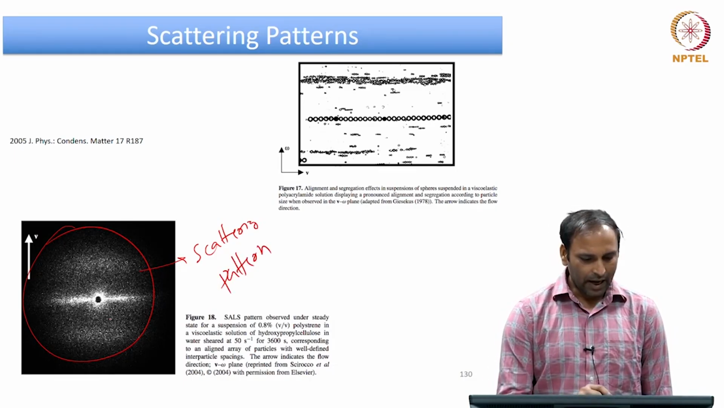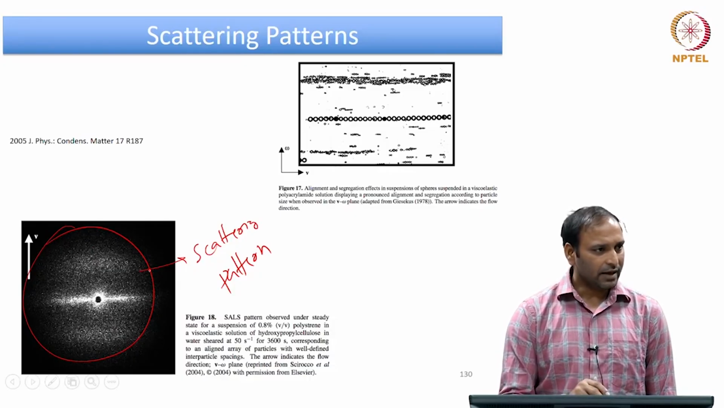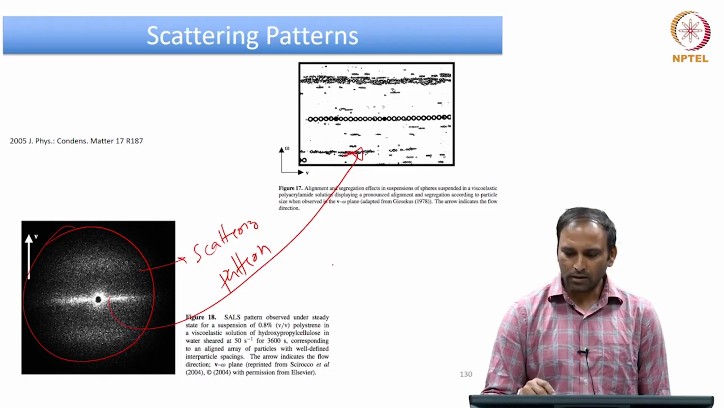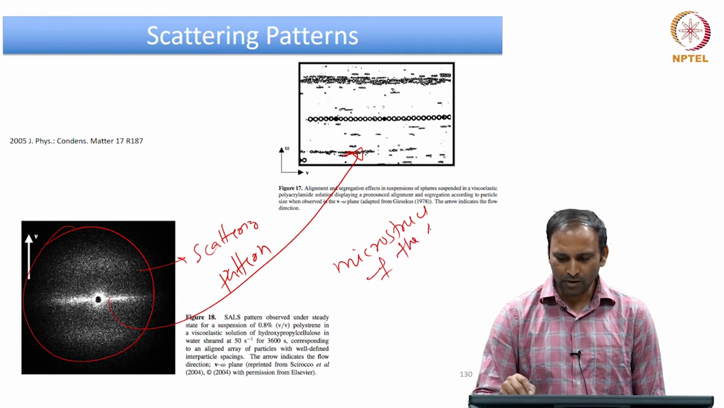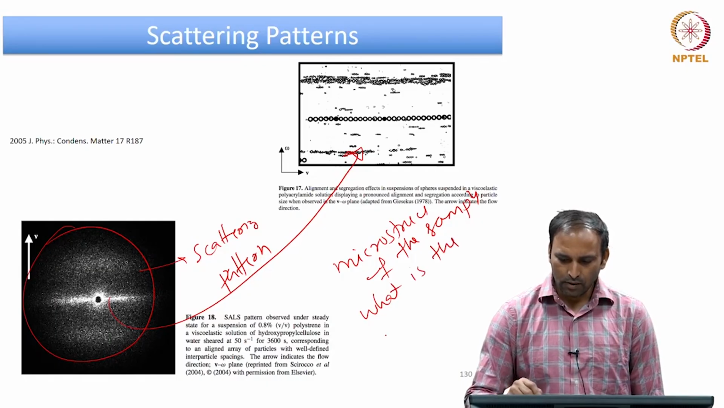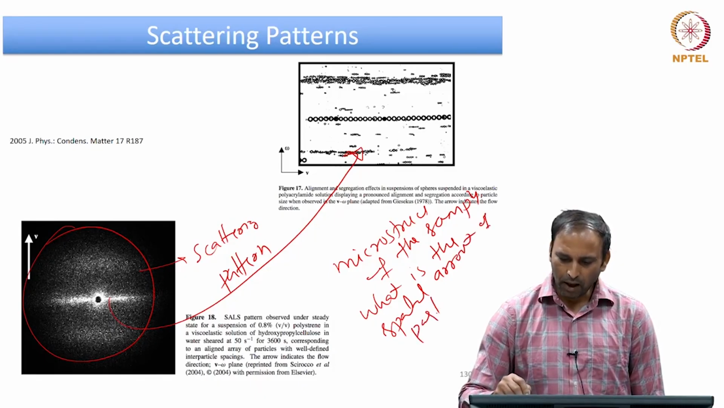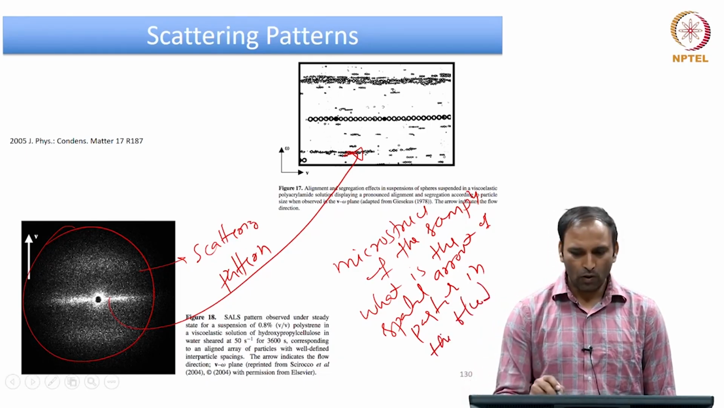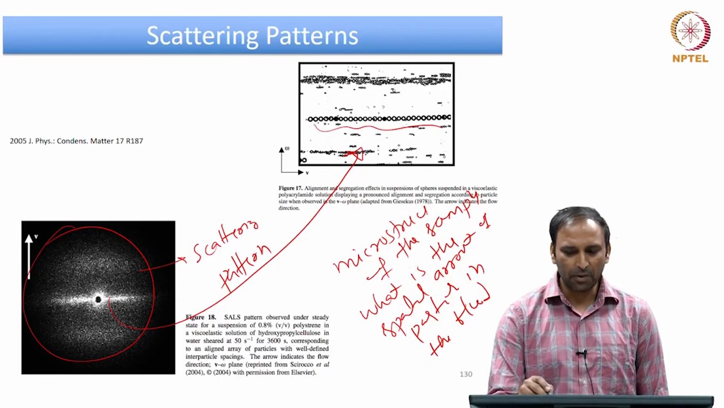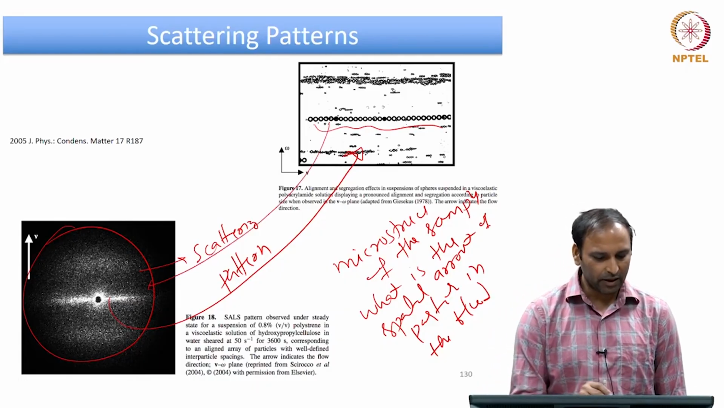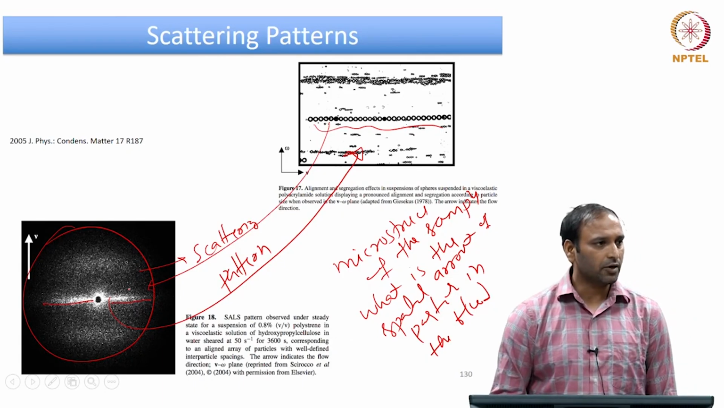And what you see here is related to the microstructure of the sample, or in other words, the spatial arrangement of particles in the fluid. What you are seeing here is a case where particles have formed chains. Now, if the particles have formed chains, you will get a scattering pattern which is elongated in a particular direction.